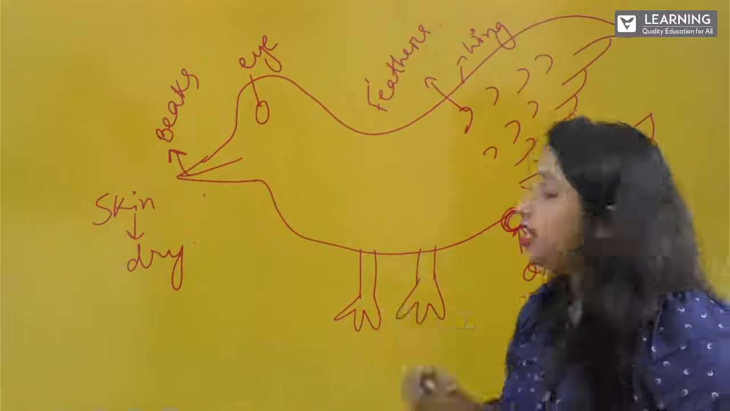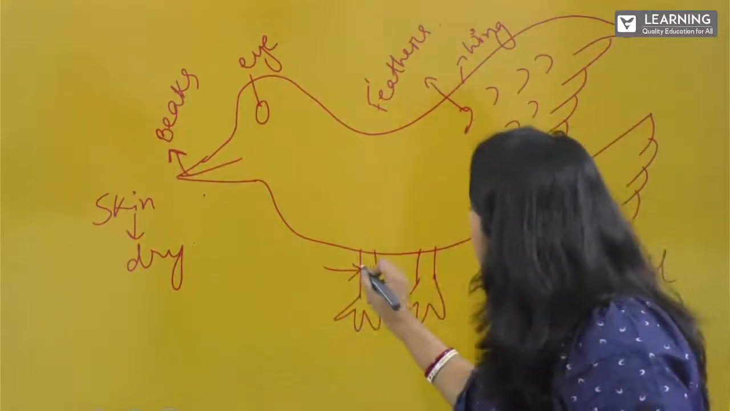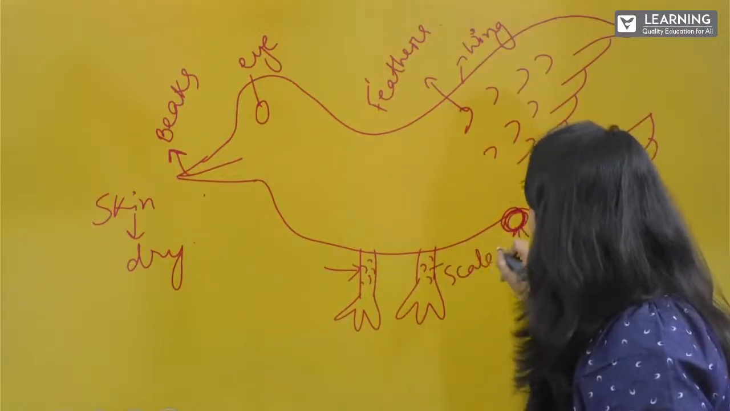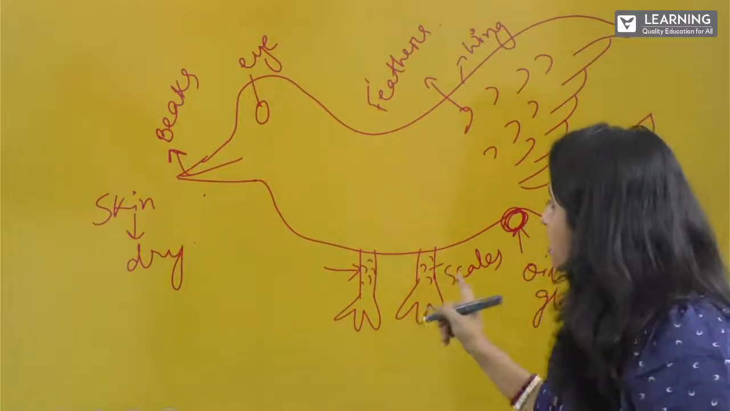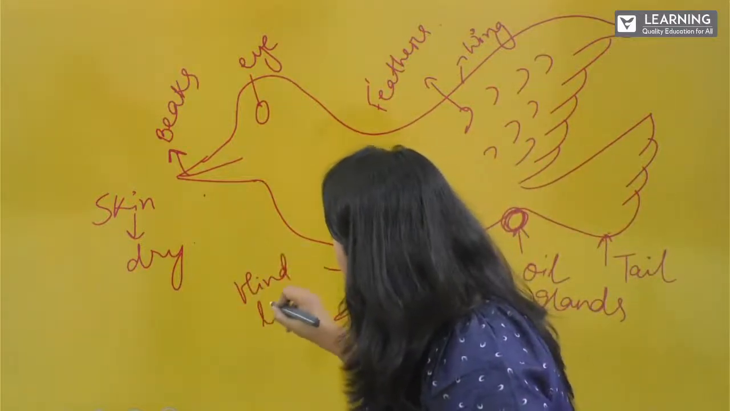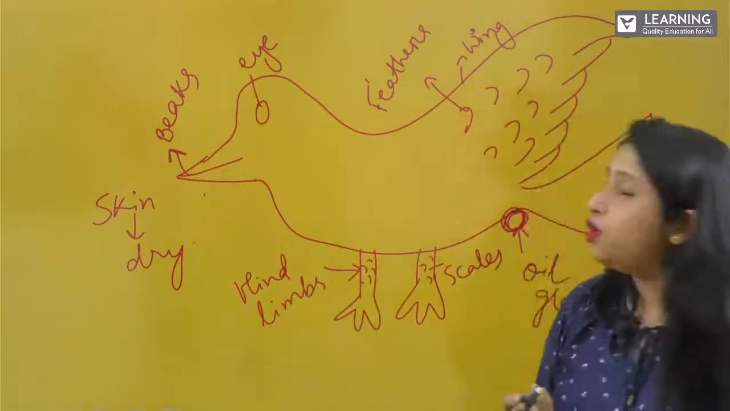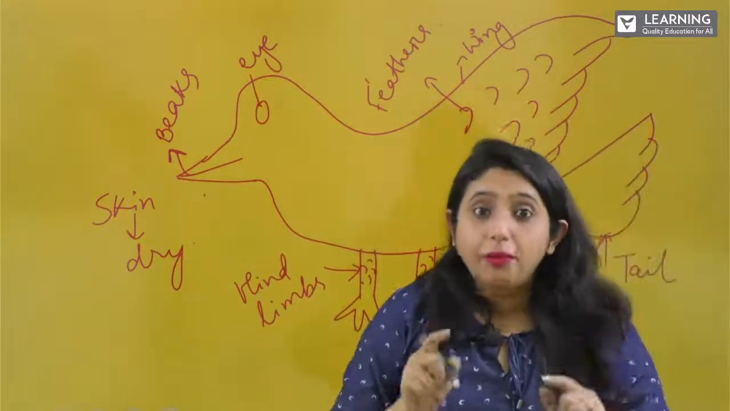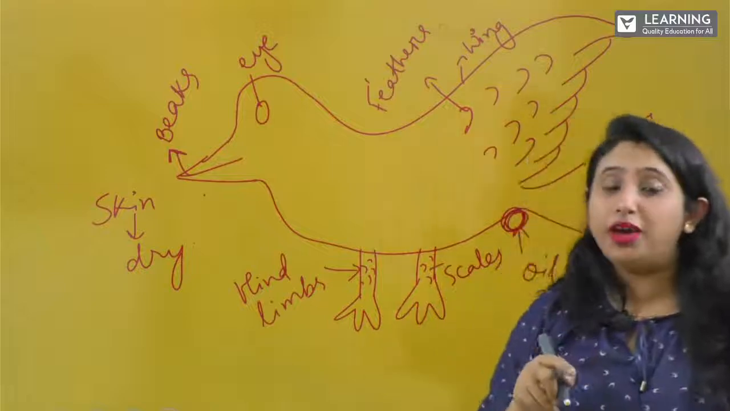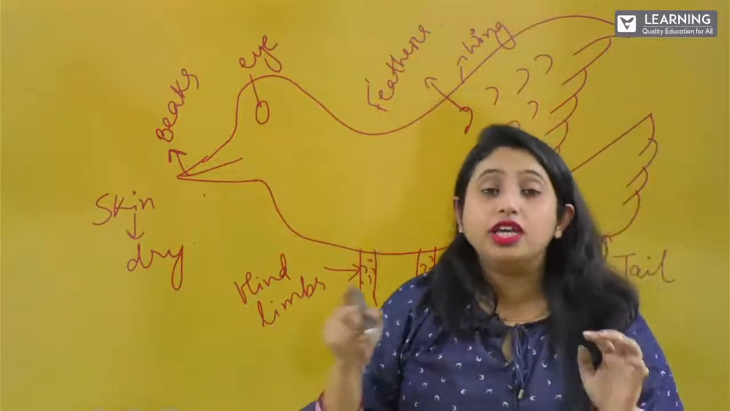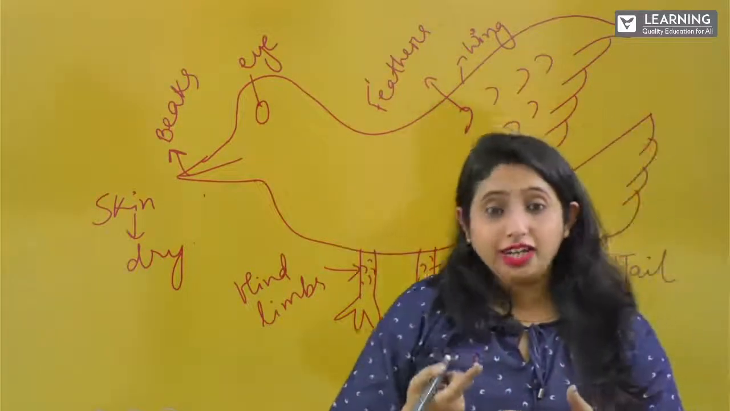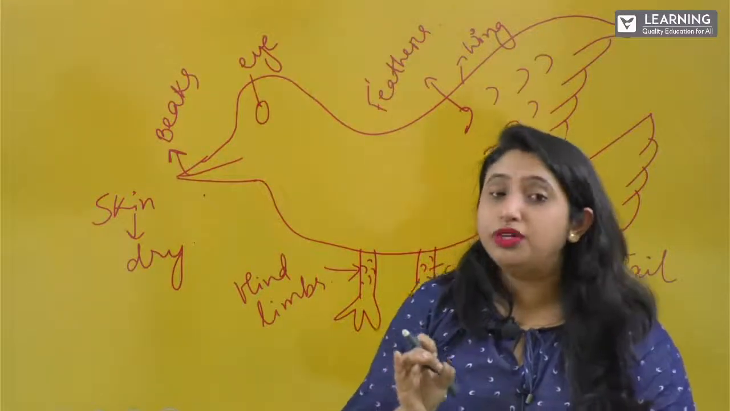These are the hind limbs. In the hind limbs, they have got scales, like you have seen in fishes. This is hind limbs, right? Birds have a membrane in the eyes that is known as the nictitating membrane. It helps the birds to keep the eyes moist. Clear? This is not written in your book.